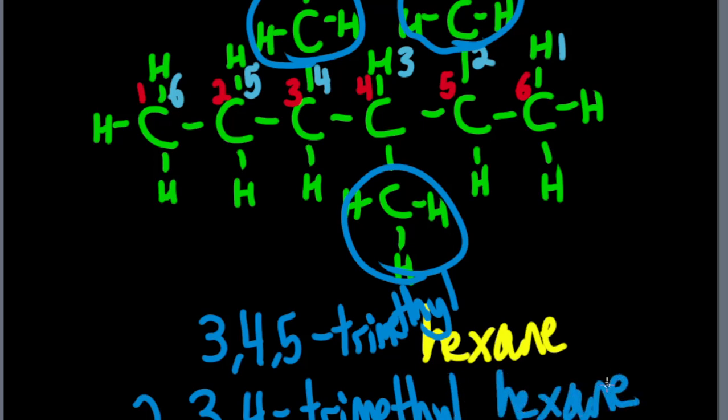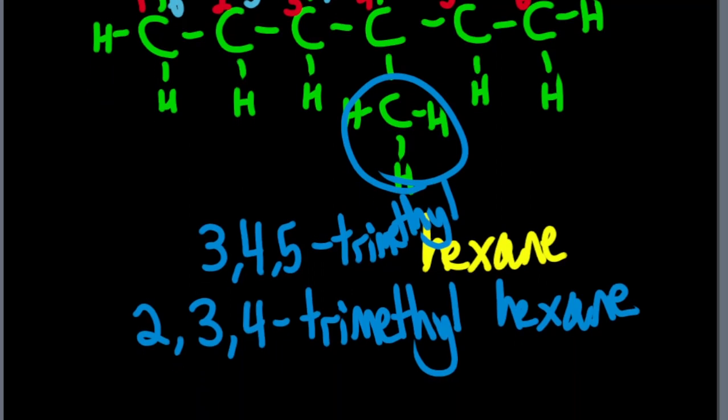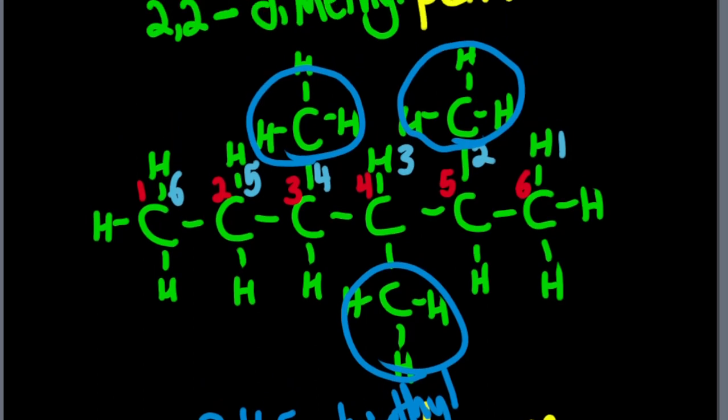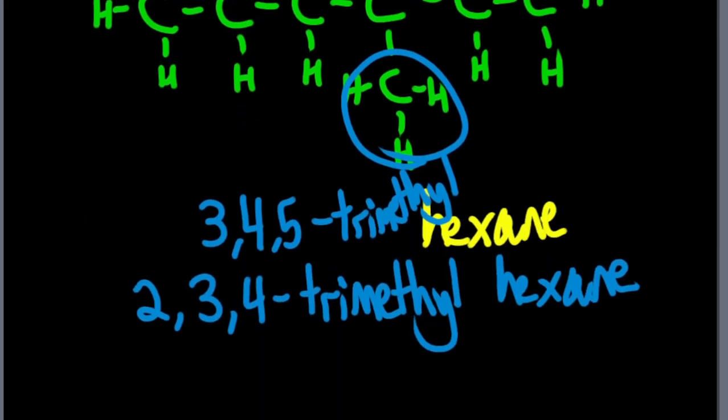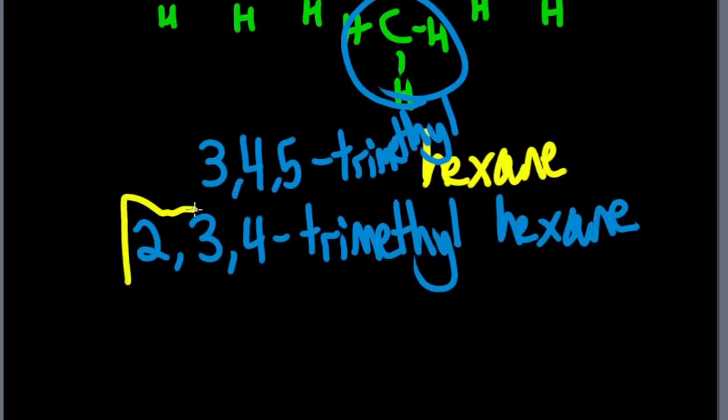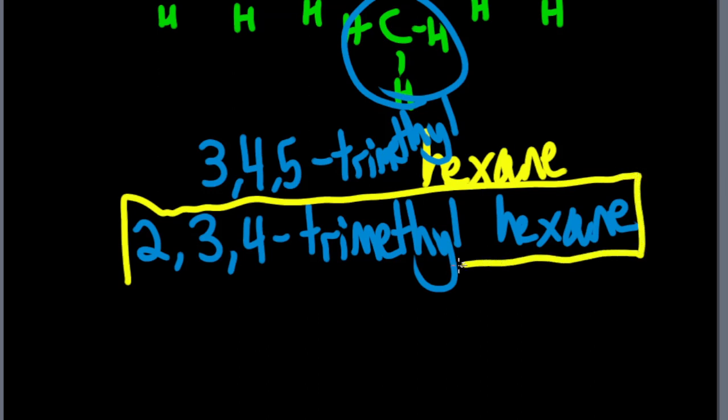Now, IUPAC says I go with the lowest numbers, okay? The orientation or the direction that gives me the lowest numbers. So, this is going to be my winning name, okay? 2, 3, 4 trimethyl hexane, because the opposite direction gives me 3, 4, 5. I always go with my lowest numbers.